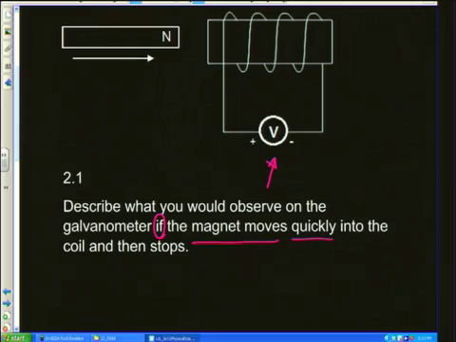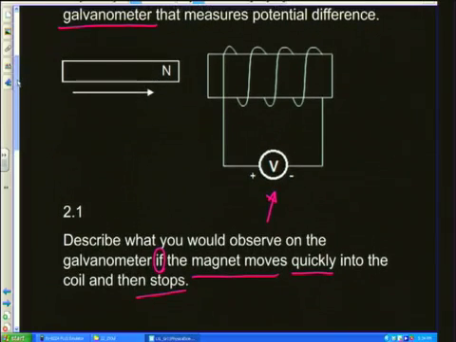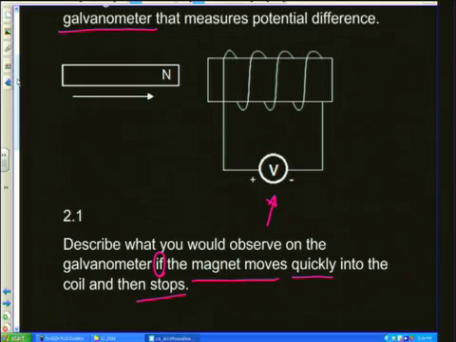So you're moving it quickly, so the relative motion there is quite fast, and it then stops. What are you going to see? Now, this is the bar magnet. It goes in there at some very fast speed. By doing so, it induces an EMF into the coil.